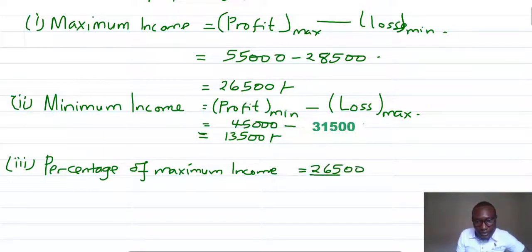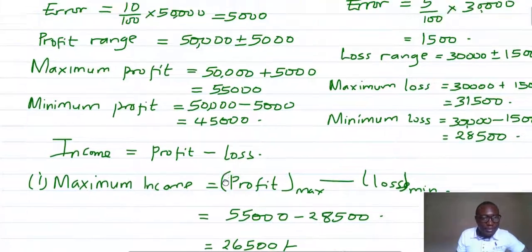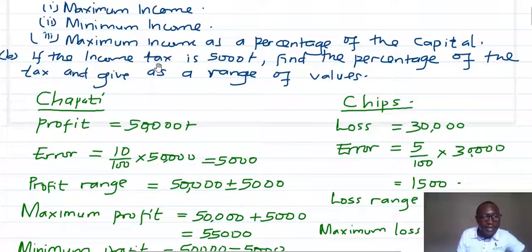26,500 divided by the working capital, which is 200,000, then times 100. So when we press on our calculator, we shall have 13.25%. Then part B here, if the income tax is 5,000.